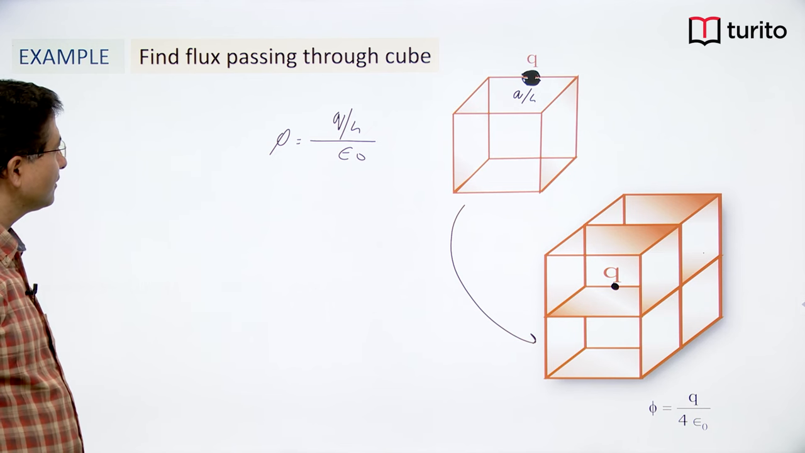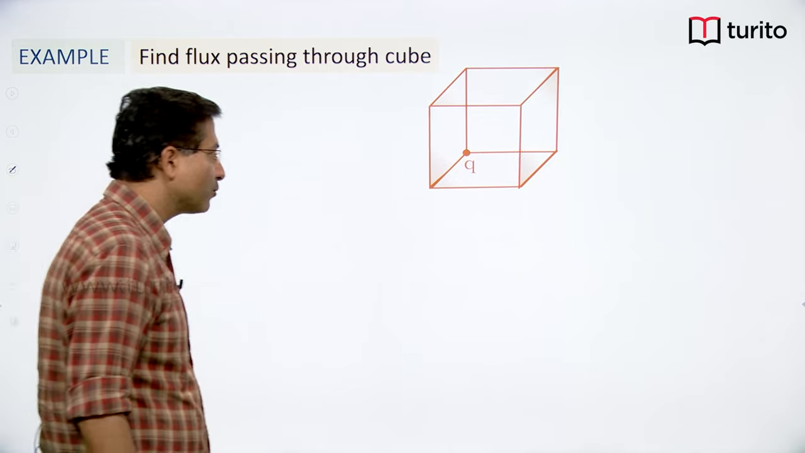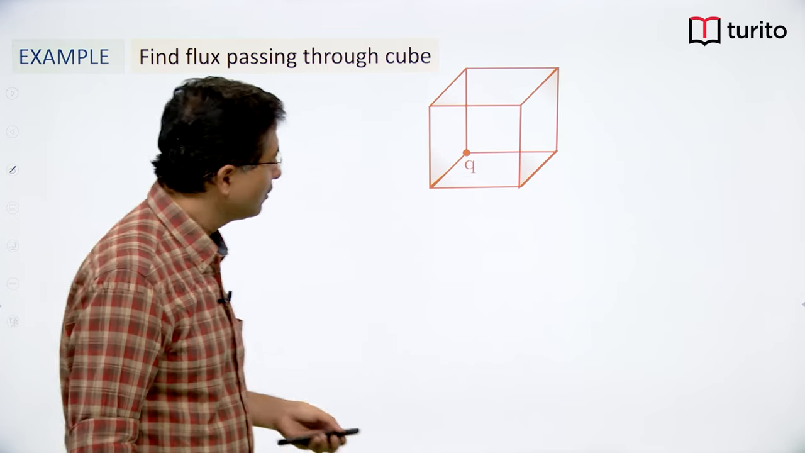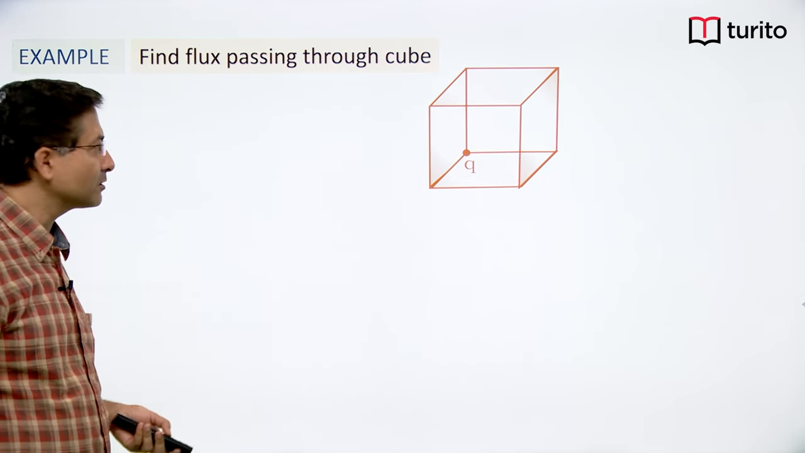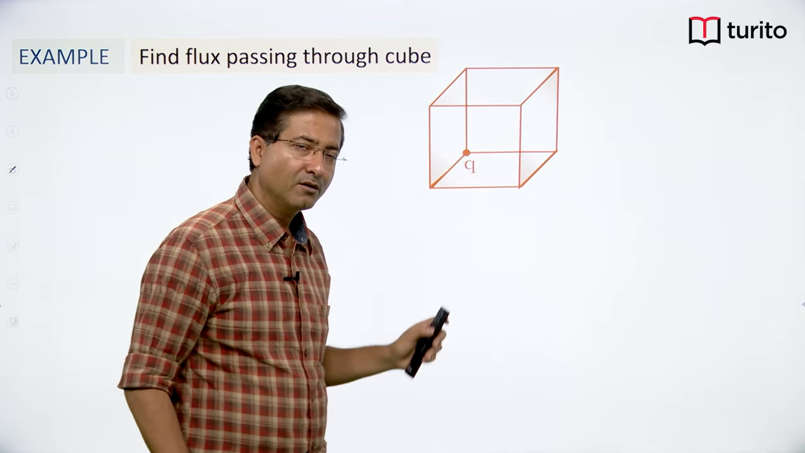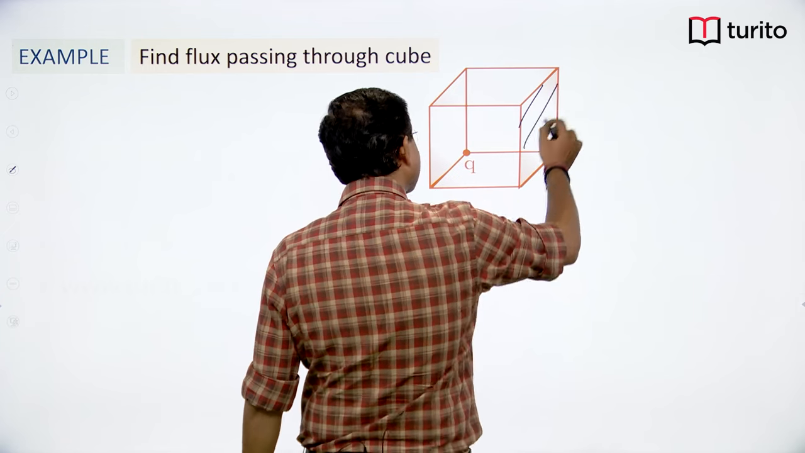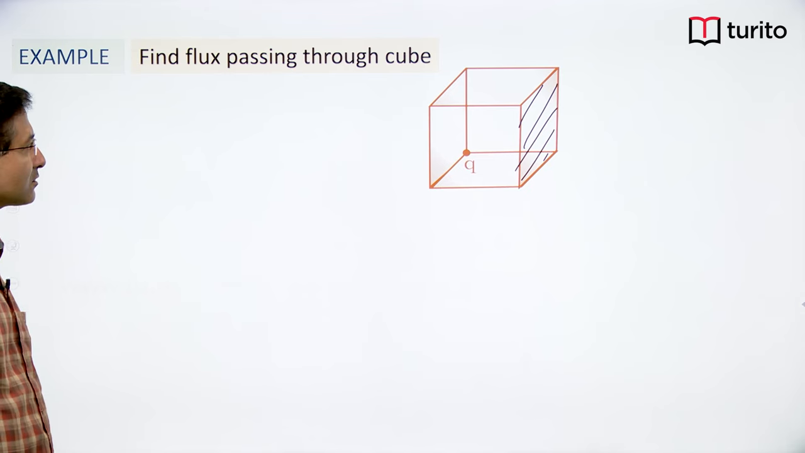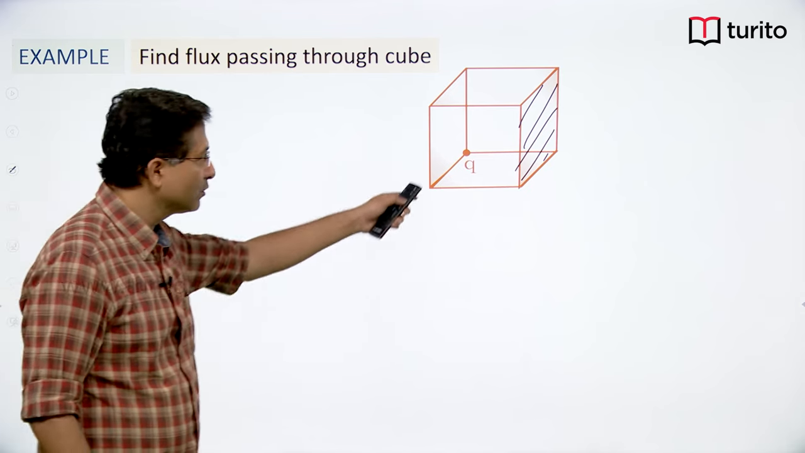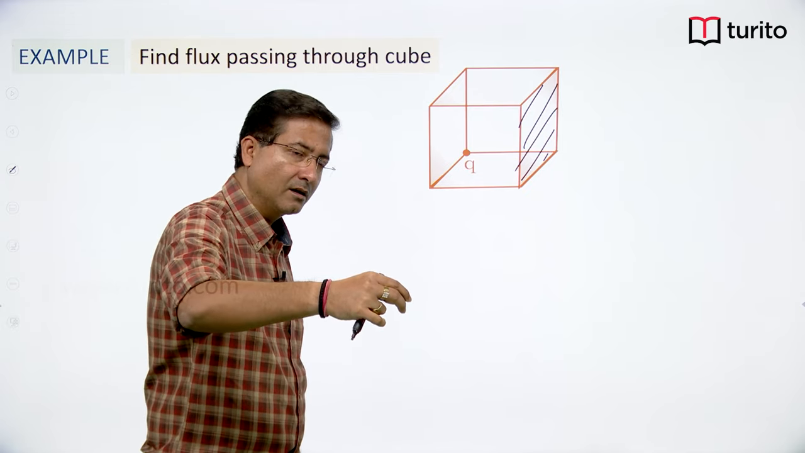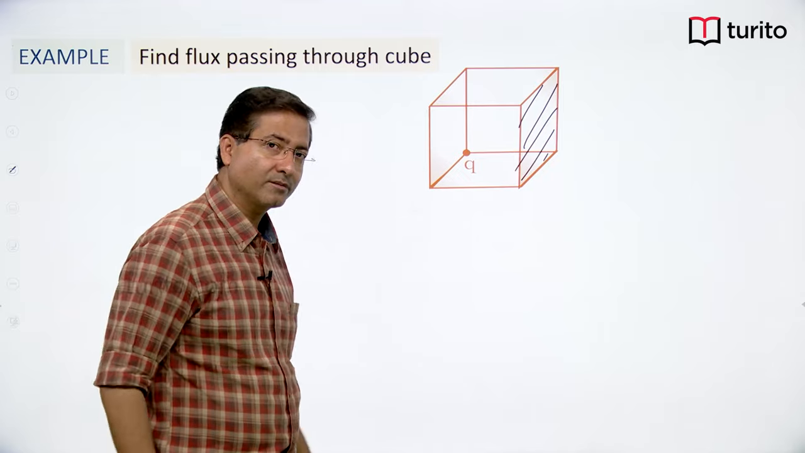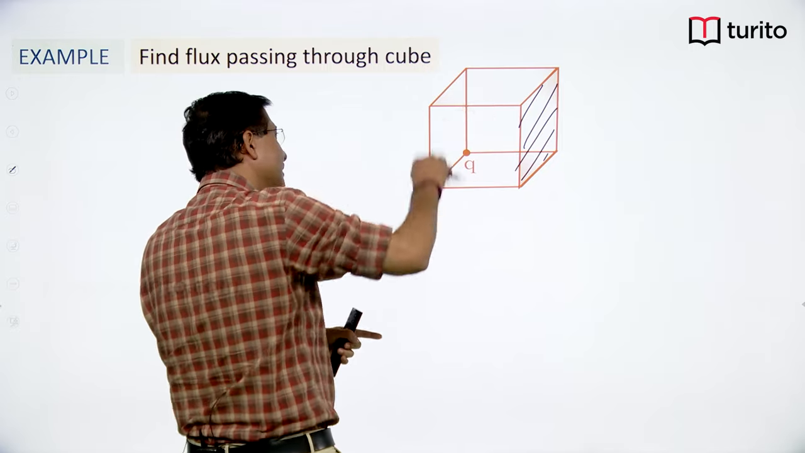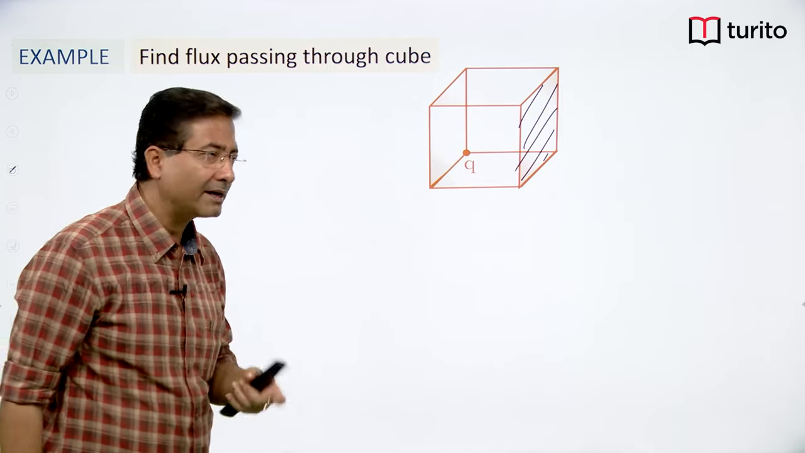Now let us take one more similar problem. Instead of placing the charge at the center of the edge, I am placing it at the corner. So the charge is placed at the corner and I am asking, first question, how much is the flux associated with the cube, and second question, how much is the flux associated with this surface. Let us first find the first part. To cover the corner, I need 8 such cubes, 4 at the bottom and 4 at the side along with this one. So altogether 8 cubes are required.